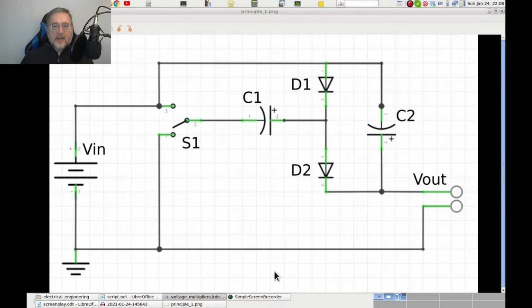Here is the concept diagram. The battery on the left powers the circuit, and the switch S1 moves continuously between the positive of the battery and ground. The common terminal of the switch is connected to the left lead of capacitor C1. Then we have diodes D1 and D2 in series. Their central connection is also connected to the other lead of capacitor C1. A second capacitor C2 is connected in parallel to the series of diodes. The output is taken at the positive lead of C2.